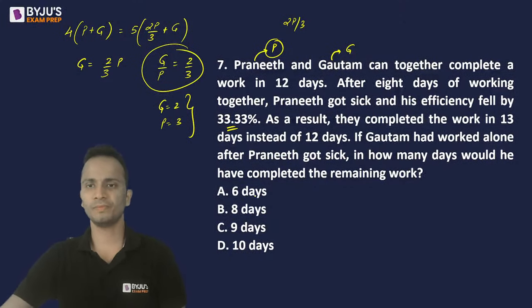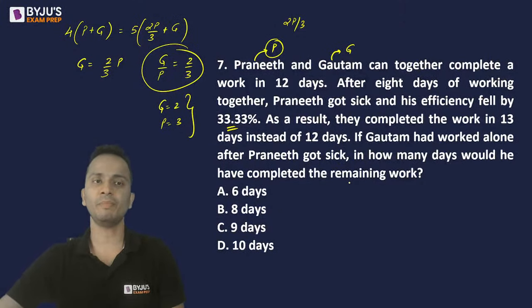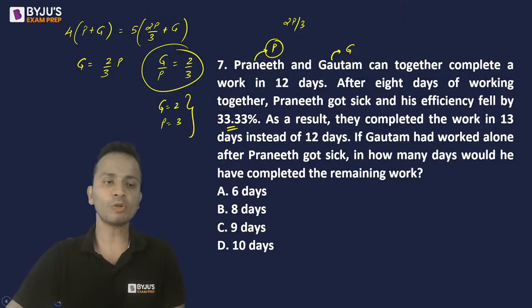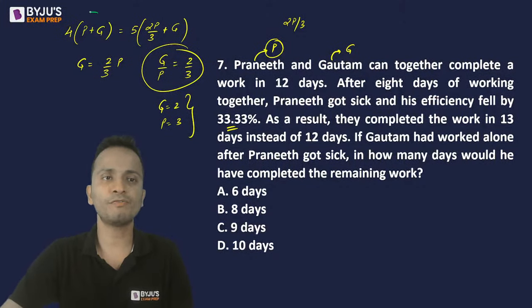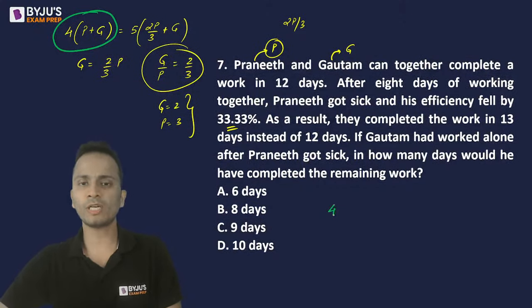Now what is our question? If Gautam had worked alone after Praneeth got sick, in how many days would he have completed the remaining work? So let's find out how much the work is. The total work is 4 times (P plus G). So for P the value can be assumed as 3, and G is 2. So this is the total work.